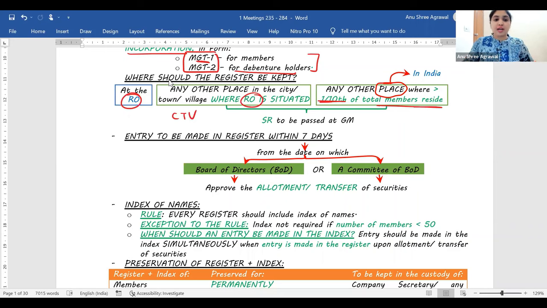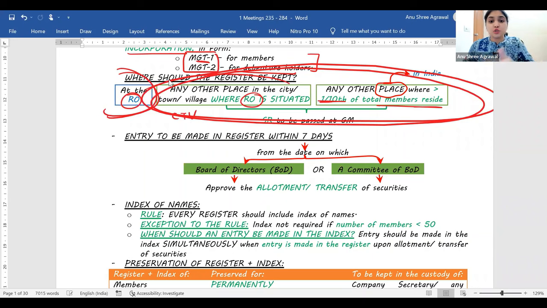Where do we keep this register? Come on, repeat along with me. We either keep it at the registered office, or some other place but in the same city, town, village where the registered office is situated, or we can keep it in any other place also, but that place has to be in India. We can't keep it in the US. In India, where more than 1/10 of the total number of members live. If I don't want to keep the register in the registered office, if I want to keep it in either of these two places, then I need permission of my shareholders in the form of a special resolution.